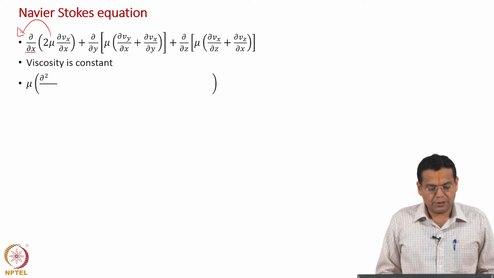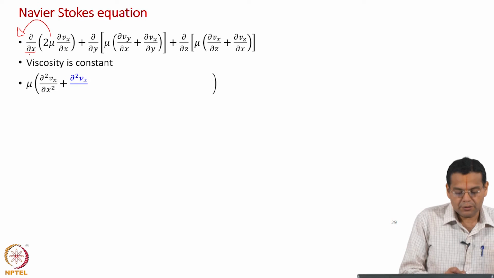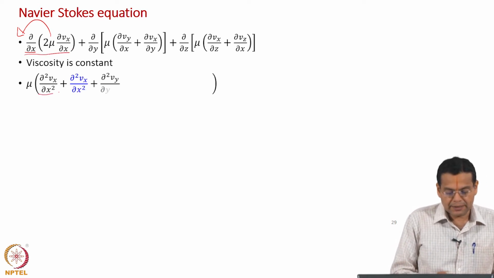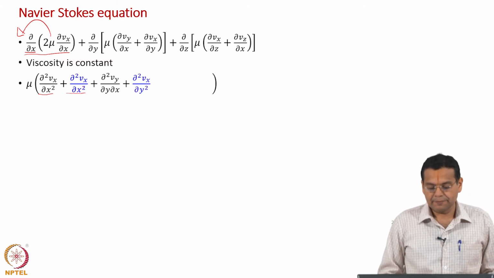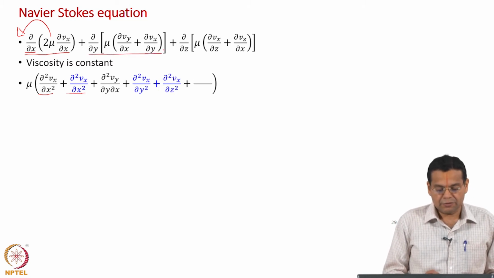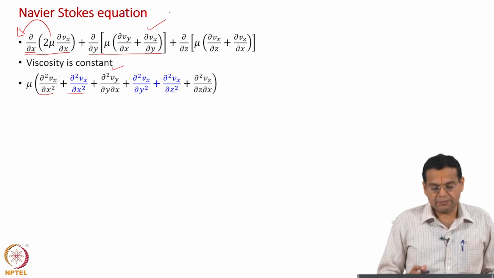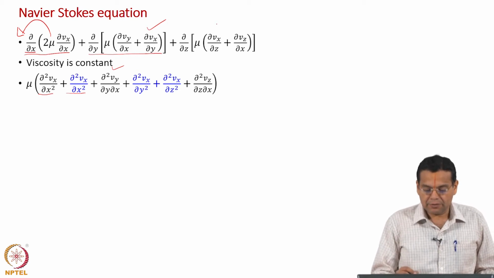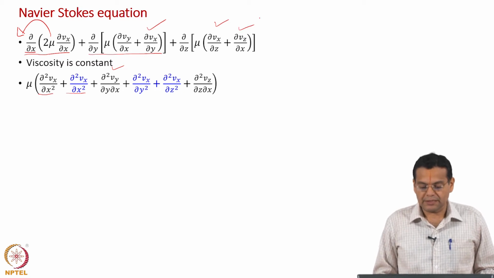So, let us take out mu, then let us expand the derivatives. So, I have 2 dou squared V x by dou x squared. Let me write that as dou squared V x by dou x squared 2 times. Okay. Let us do this differentiation as well. So, first term is dou squared V y by dou x, and then this term gives you dou squared V x by dou y squared, and then we have dou squared V x by dou z squared, and then last term is dou squared V z by dou z dou x.